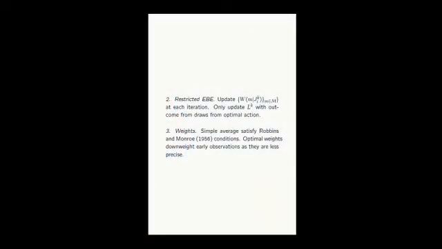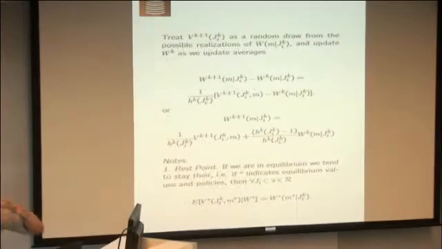A couple other things. The optimal weights, by the way, aren't the 1 over n number of times you hit. What you really want to do is downweight the earlier observations because they're more noisy than the later observations. There's a whole literature on optimal weights, which I'm not going to go into here, for Robbins-Monro type processes. These do satisfy the Robbins-Monro conditions for convergence in a single agent game.